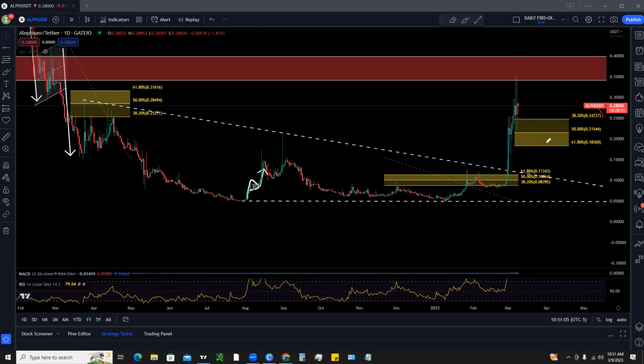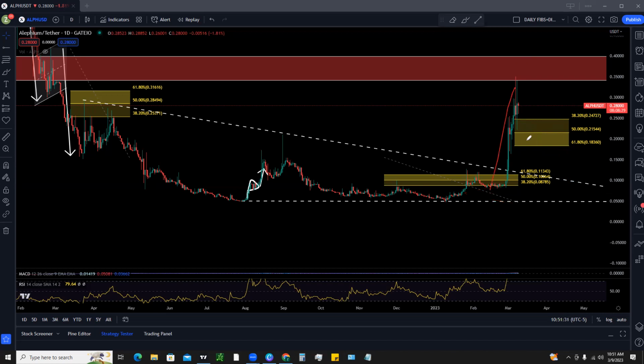So the three main levels of support that we really need to stay above to continue any types of bullishness are going to be 0.24727, 0.21544, and 0.18360. Okay, those are going to be your three major levels of support, where if we end up breaking and flipping those to resistance, most likely we're going to see some type of a reversal and either retest this trend line or retest some of our previous lows that we had in the past.